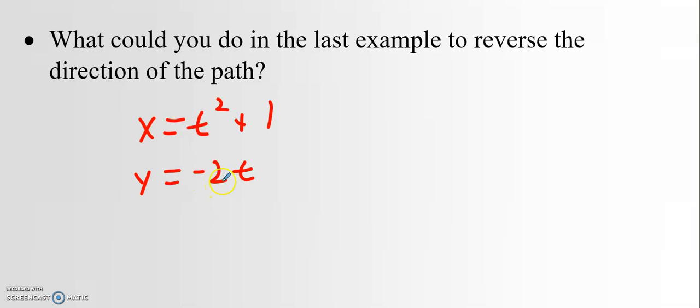Okay, so what I did was I just made the y term negative. So x equals t squared plus 1, okay, great, and y equals -2t. That is one way in which we could reverse the direction of the path. There may be others. So if you did something else and it works, that's fine.